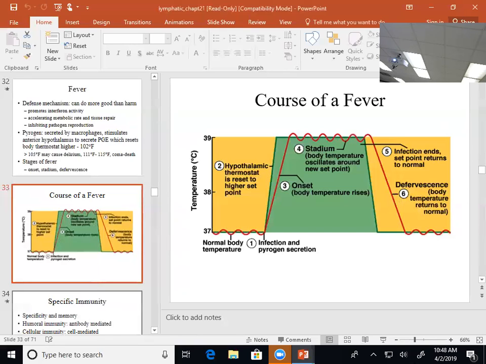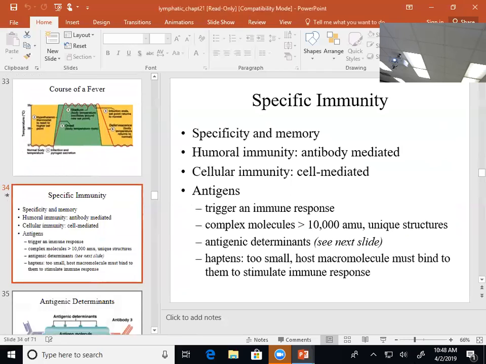You hear about that. But the actual term for that is defervescence. Defervescence. So I want you to know stadium is referring to that new thermostat setting, and defervescence means you're returning back to your normal temperature. Good? Are we good? All right.